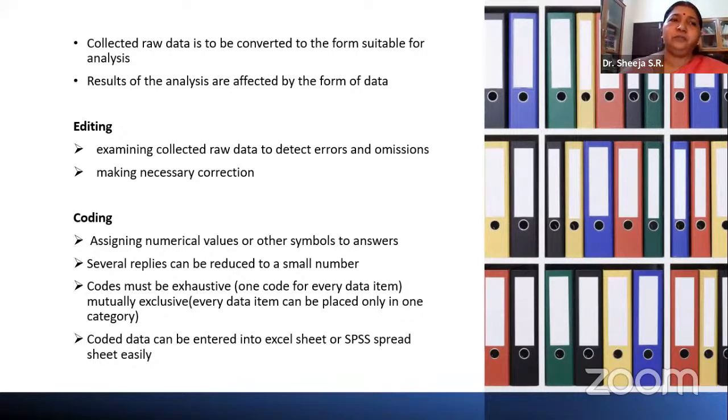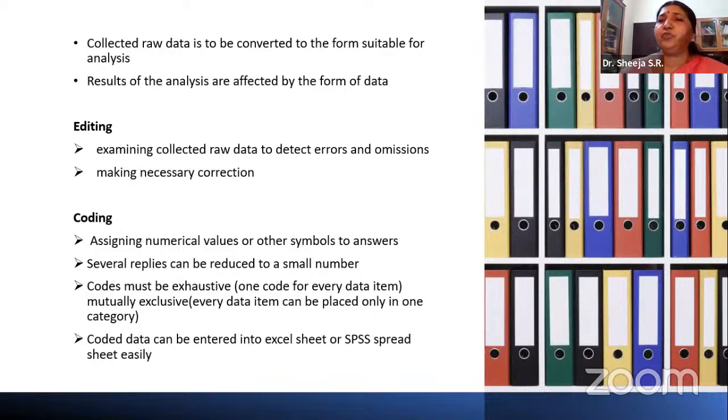Then after making necessary corrections or after proper editing, you can assign numerical values or other symbols to answers. Assigning numerical values to various answers is known as coding. Coding is very important as far as quantitative data analysis is concerned. You should always remember that codes must be exhaustive. That means there should be one code for each and every data item.